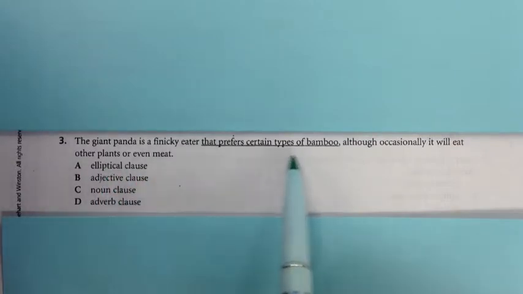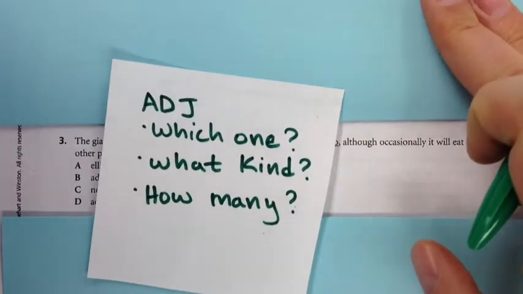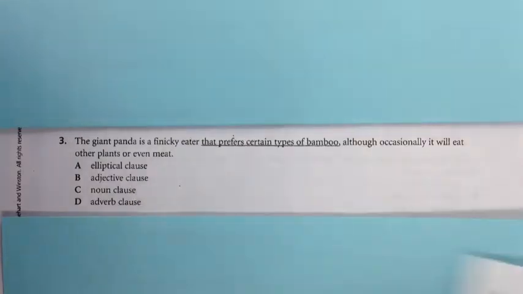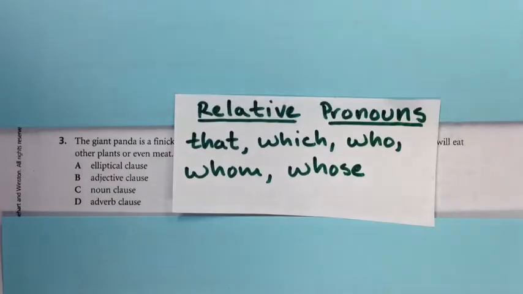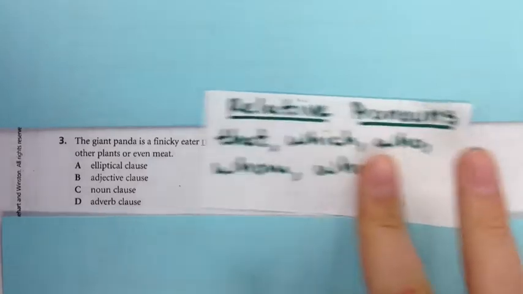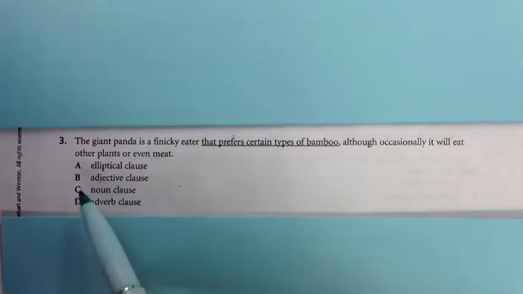That means that these words describe a noun, because that prefers certain types of bamboo tells us what kind of eater we're talking about, which is one of the functions of an adjective. That makes this an adjective clause. Also, it begins with a relative pronoun. Relative pronouns begin adjective clauses. This one begins with the relative pronoun that. So the upshot is that this is an adjective clause.